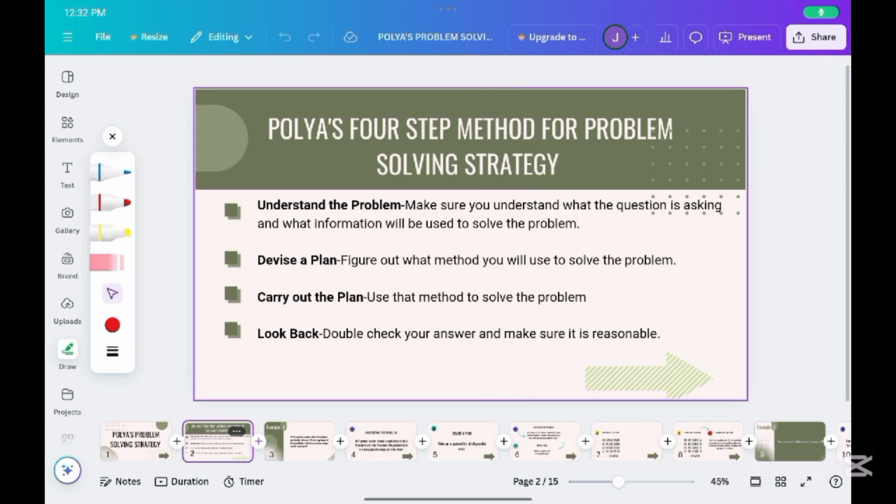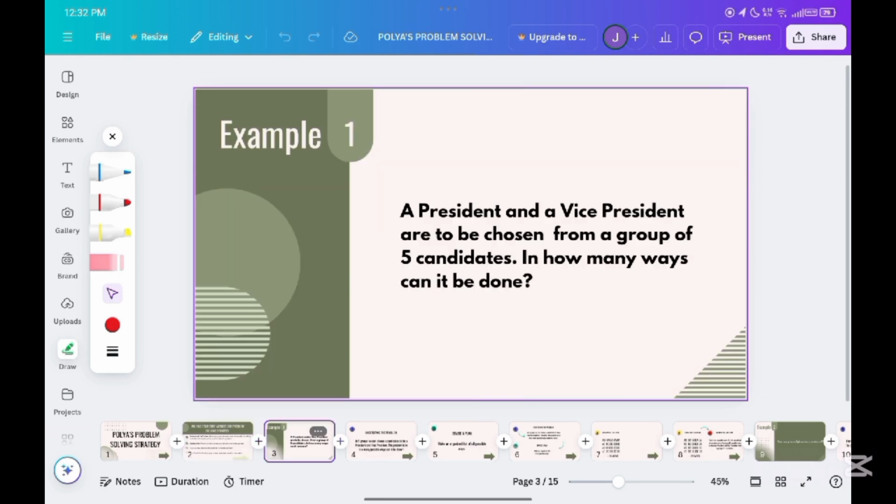So let's start with example number 1. A president and a vice president are to be chosen from a group of 5 candidates. How many ways can it be done? First, let's take the first step.